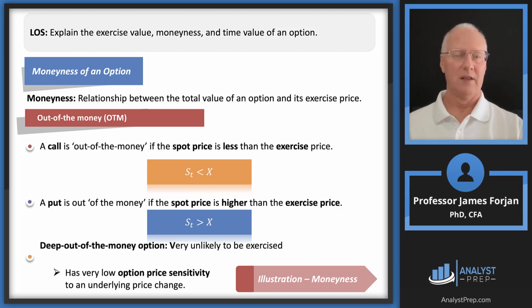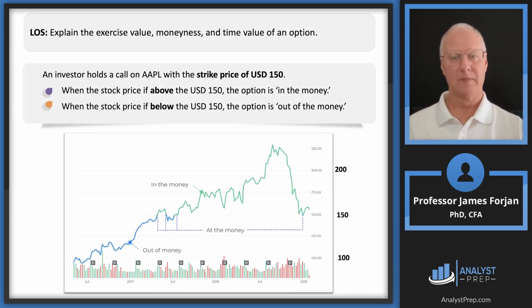A deep out of the money option is very unlikely to be exercised, which means that if the stock price goes up by $1, the option price might go up by, I don't know, a nickel or a penny. Let's do a quick example for Apple.